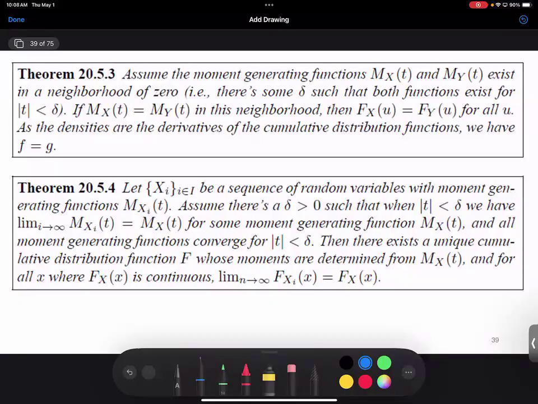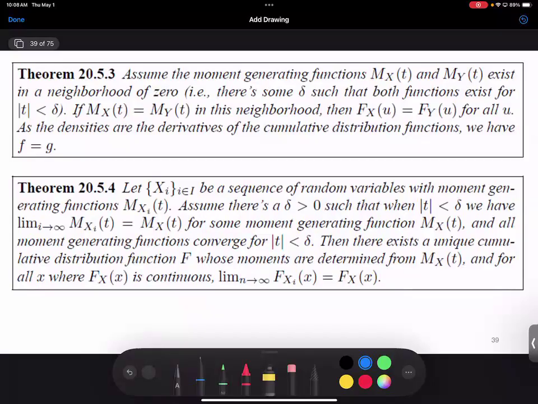The next one is: imagine we have a sequence x_i of random variables with moment generating functions m of x_i. Assume there's a delta such that as long as t is less than delta, in that little interval about the origin, from minus delta to delta, the moment generating functions are converging pointwise to the moment generating function of some nice random variable, say m_x of t. Then there exists a unique cumulative distribution function F whose moments are determined by the moment generating function m_x, and at all x where F is continuous, the cumulative distribution functions of the x_i's are converging to the cumulative distribution function of x.